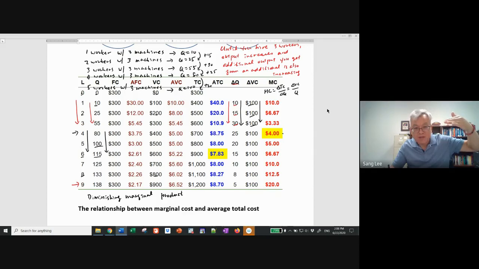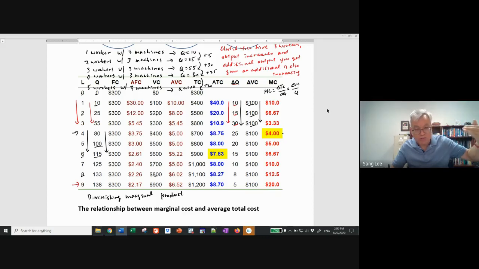Okay, from 0 workers to 1 worker, when you added 1 worker, that worker contributed to output by 10. When you increase the number of workers from 1 to 2, the addition of a second worker contributed to the output by 15. When you increase the number of workers from 2 to 3, the additional output you get from an additional worker is now 30. It gets bigger.